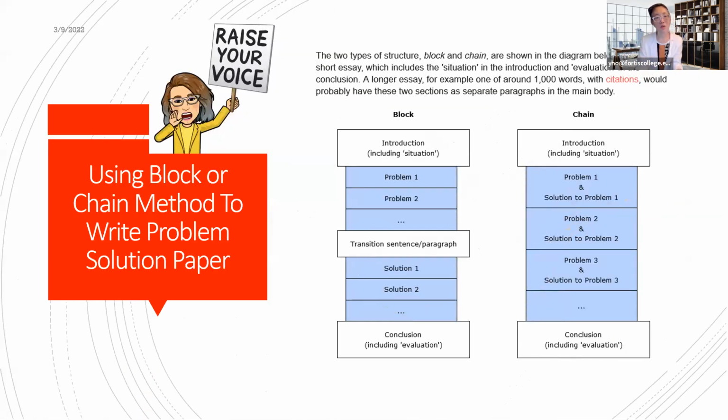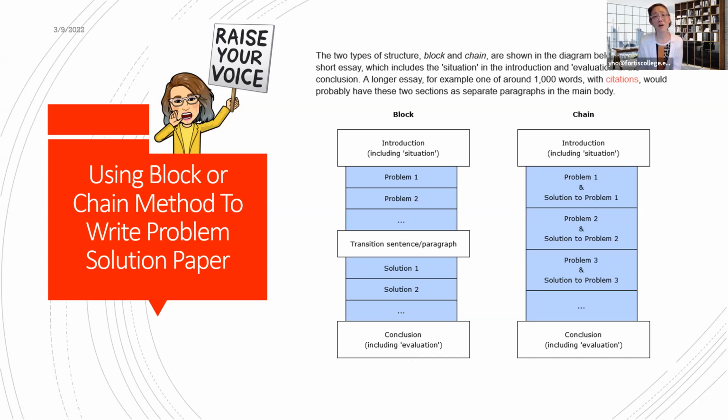And this is how, using the block method, your paper would look. So here you would have problem 1, problem 2, solution 1, solution 2, and the conclusion is your evaluation. So in the conclusion, you would evaluate what more studies need to be done, what other solutions need to be studied further. So that would be the evaluation, just like in a science paper.